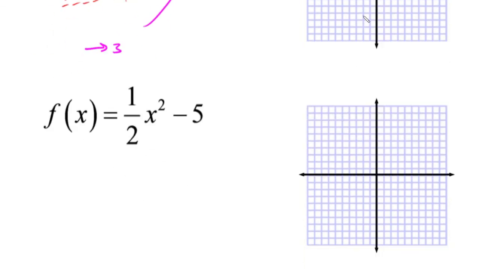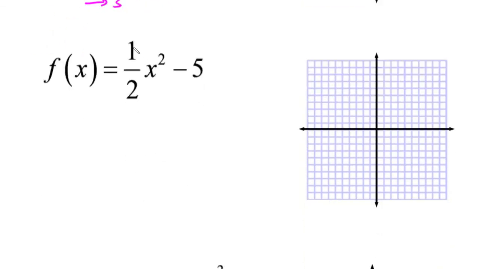Now, how about this one? This is 1/2 x squared minus 5. So you tell me, what do you think the 1/2 does? Look back if you have to. It widens the graph, makes it twice as wide. So this just widens. All right, I'm just going to call it widens.